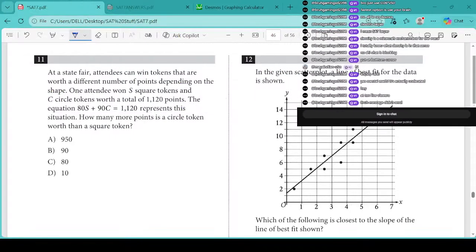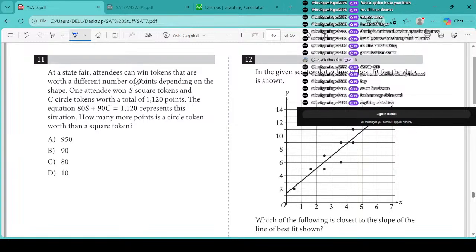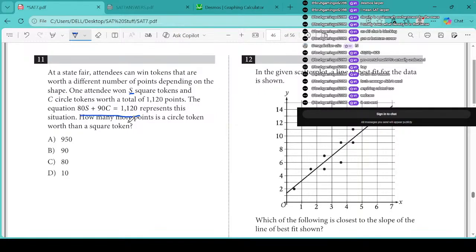Let's move on. I'll move on to question 11. At a state fair, you can win tokens that are worth a different number of points depending on the shape. One person got S square tokens and C circle tokens worth a total of 1120 points. This equation represents the situation. So how many more points is a circle token than a square token?